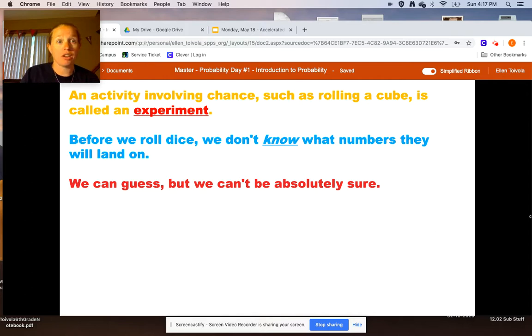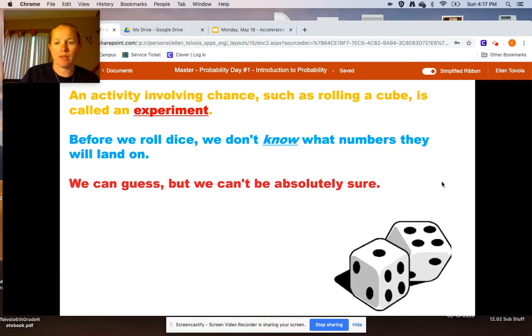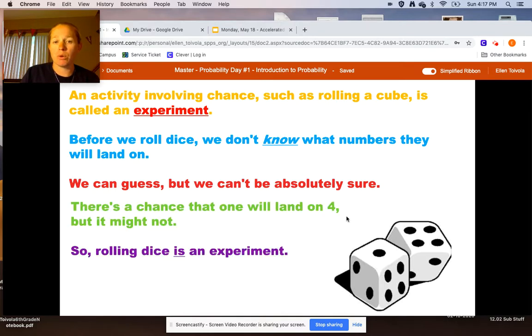So here's a picture of a couple of dice. After they've been rolled, one lands on a 1, and this one is going to land on a 4. But before we rolled, there was a chance that one would land on a 4, but it didn't have to land on a 4. It could have landed on 2 or 3, or well, not 4, 5 or 6. Rolling dice is an experiment because we aren't absolutely sure before we roll the dice what it will land on. We can hope for things, but we can't be absolutely sure.